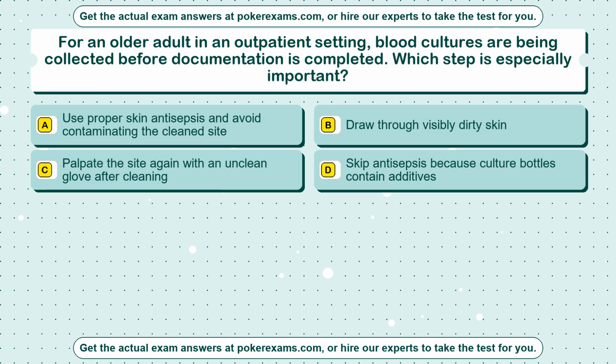Question 8. For an older adult in an outpatient setting, blood cultures are being collected before documentation is completed. Which step is especially important? Option A, use proper skin antisepsis and avoid contaminating the cleaned site. Option B, draw through visibly dirty skin. Option C, palpate the site again with an unclean glove after cleaning. Option D, skip antisepsis because culture bottles contain additives.